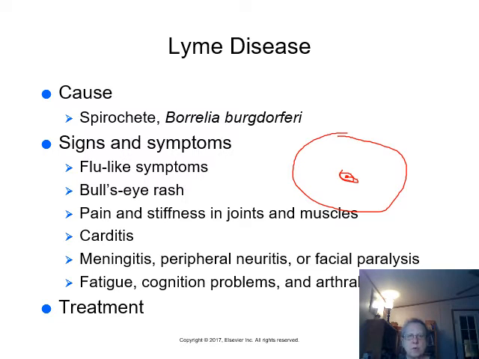Once again, there is systemic inflammation going on. It can cause carditis, meningitis, and peripheral neuritis if this is not treated within a couple of weeks. Fatigue, cognitive problems, and arthralgia can also occur.